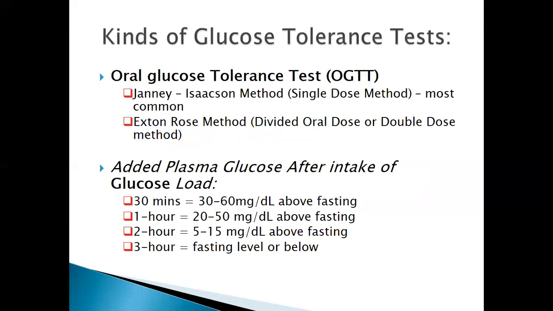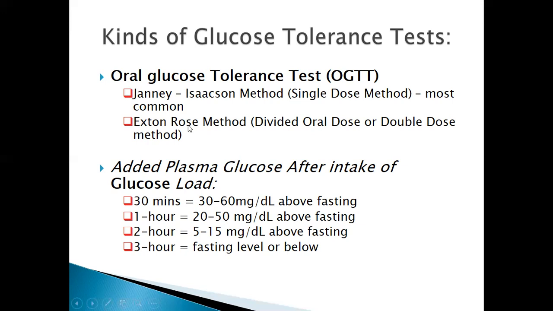Now, we have other methods in processing OGTT specimens. We have what we call the Johnny Isaacson method, a single dose method wherein we allow the patient to take in a glucose load at one time, and then we determine the glucose level at each particular period of time: fasting, 30 minutes to 1 hour, second hour to 2 hours postprandial, after taking the glucose load.